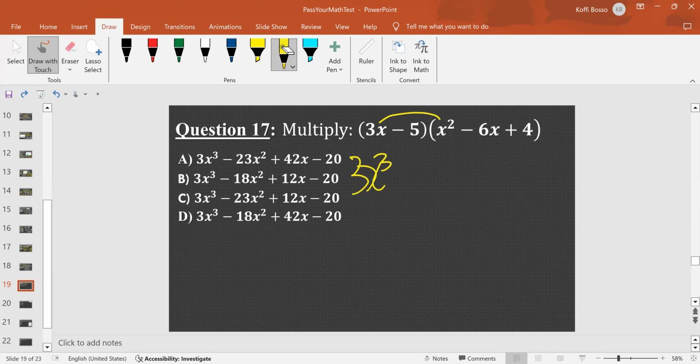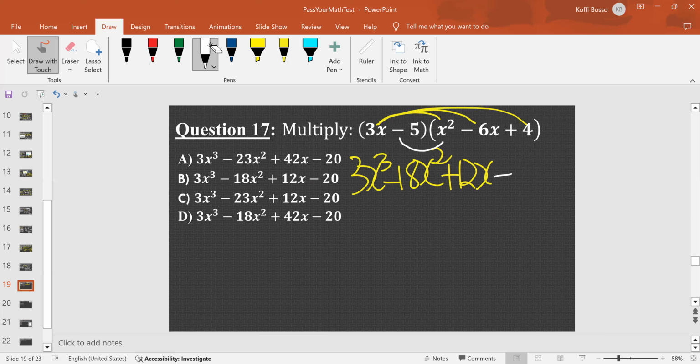After that, we take the same 3x, we multiply by negative 6x. It's very important that you multiply the number by its sign. So 3 multiplied by negative 6 is negative 18, and you have x squared because x multiplied by x is x squared. We continue. We take the same 3x, we multiply by positive 4. And that gives you what? 12x.